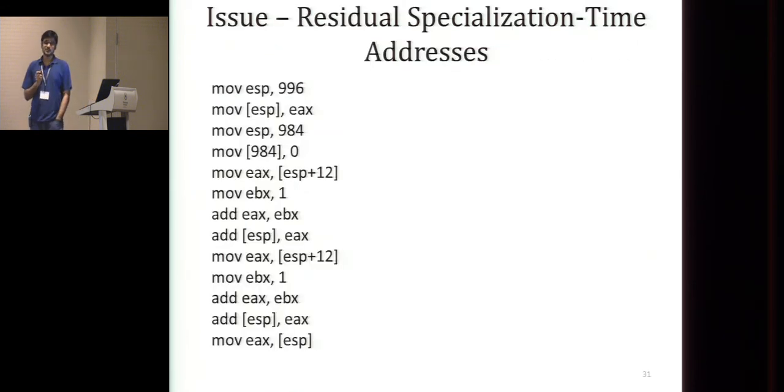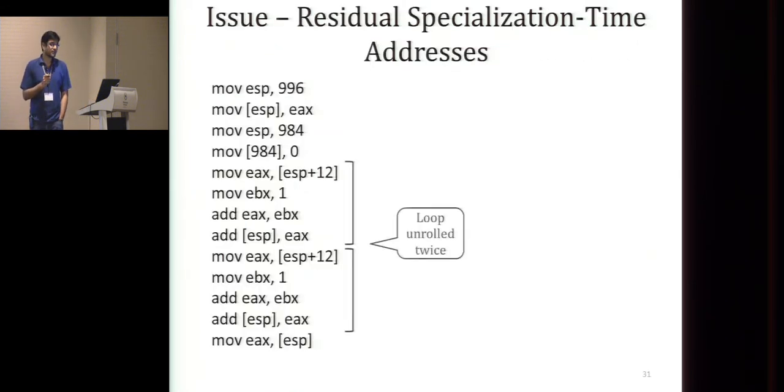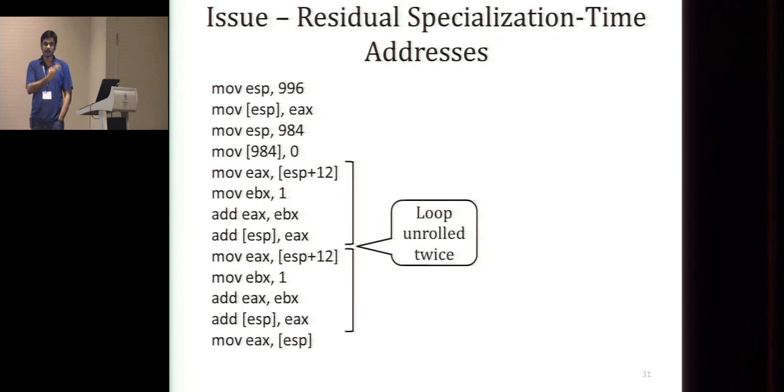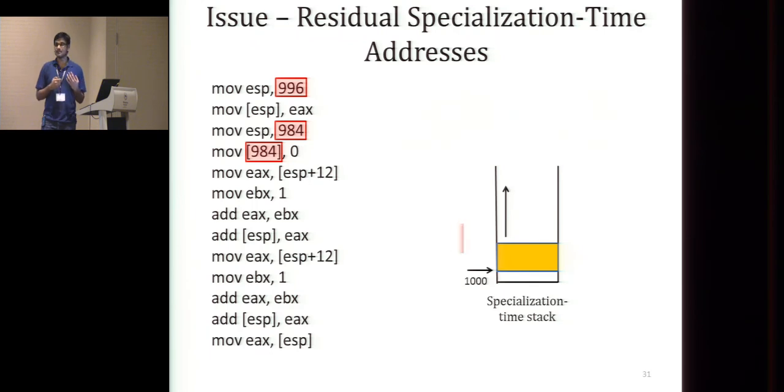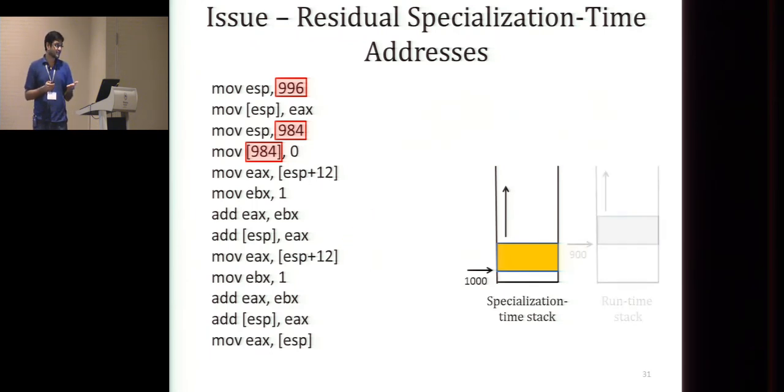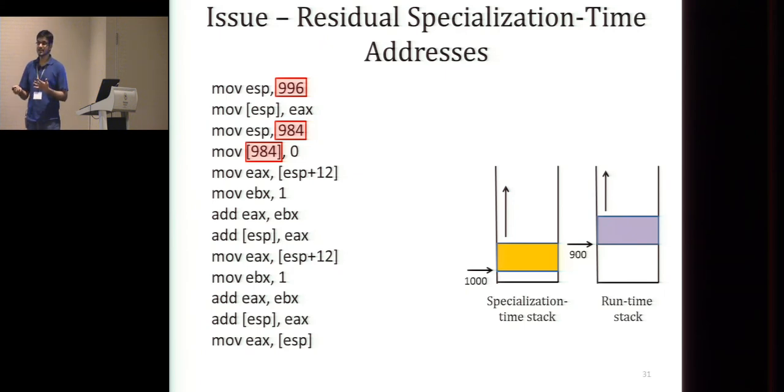Now, there's an issue with this residual binary. Even though it is the correct residual binary for our running example specialized with respect to our input store, our naive specializer treats specialization-time addresses and non-address quantities uniformly. As a result, specialization-time addresses get residuated as constants. In other words, the specialization-time stack layout is hardwired into the binary, and if we attempt to execute this binary under a different stack layout, then the binary might crash.